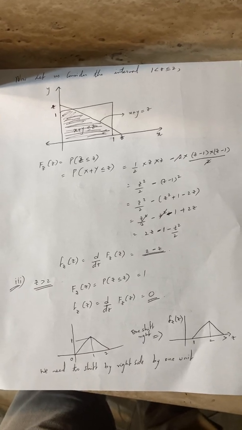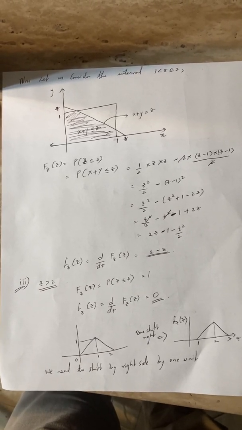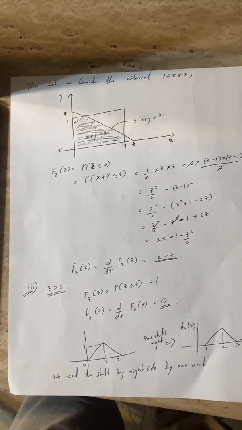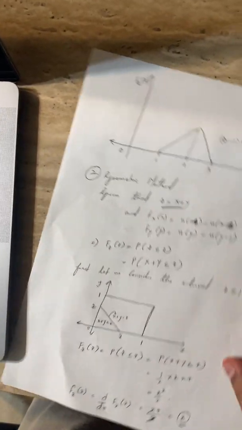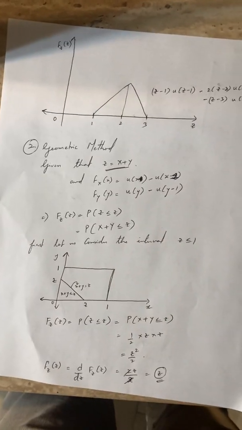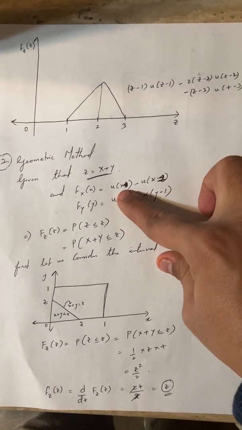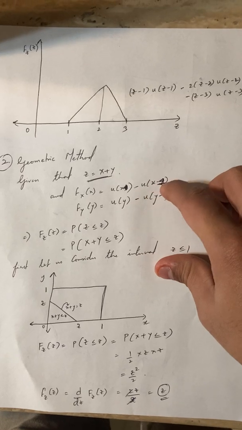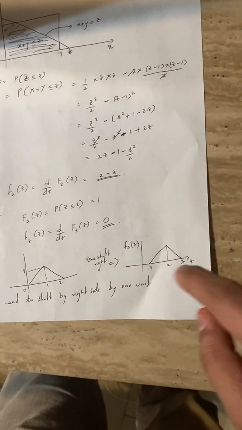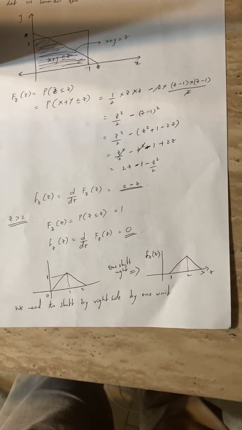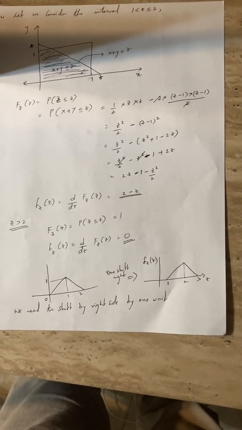So I've drawn the graph, and as we discussed before, we are not given these values. We have to shift it rightwards by 1, because we are given u of x minus 1 and u of x minus 2 here. So we shift it rightward to get the required answer. In this way I've solved question number 1.